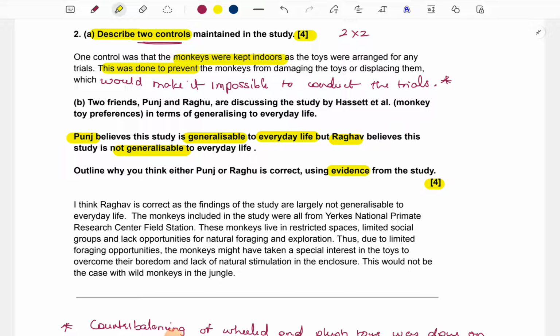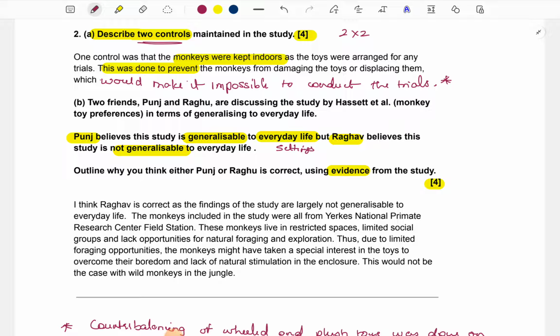For example, they'll say, I think Raghu is right because the monkeys were domesticated, whereas wild monkeys live in the jungle. Firstly, that does not explain anything. It does not show any reasoning. Second, it does not address the question. The question is not about sample to population generalizability. It is about generalizing to everyday life. Means it's about the settings in which the study was done, not the monkeys. Also, it does not justify 4 marks in any way. If you were the examiner, would you award 4 marks for this answer?